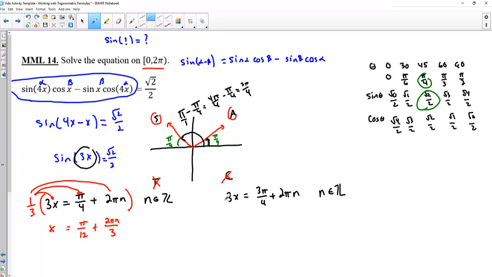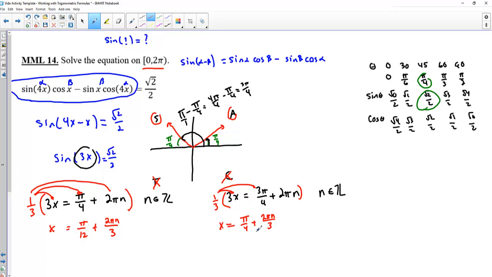Over here, we do exactly the same thing because we're solving this for x. So we multiply by a third, and you get x equals. If you multiply this by a third, the 3's are going to cancel, and you just get pi over 4. Plus, then you multiply this by a third, so you get 2 pi n over 3.